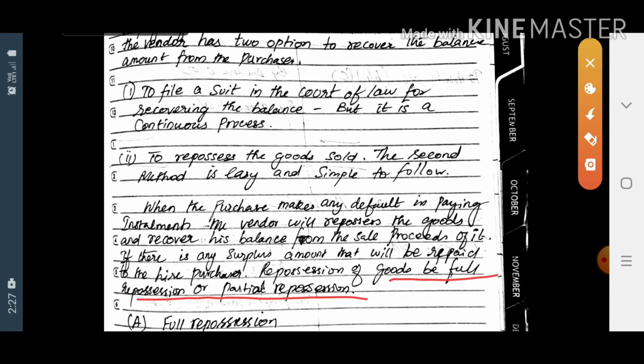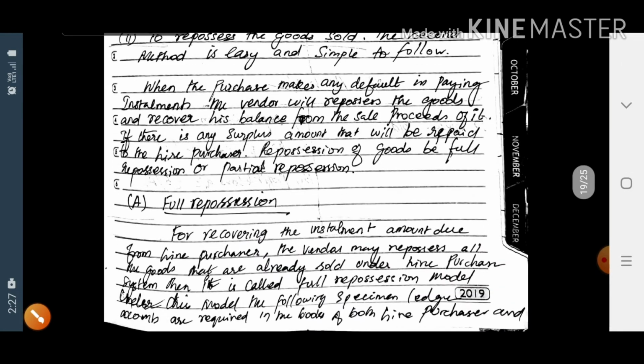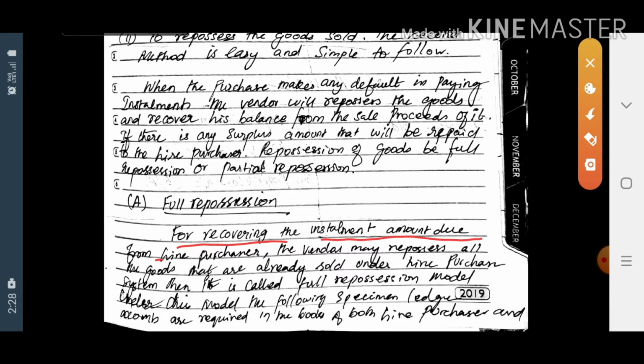So students, in today's class we'll be discussing the full repossession. Let us see what is full repossession. For recovering the installment amount due from the hire purchaser, the vendor may repossess all the goods that are already sold under the hire purchase system. Then it is called full repossession.